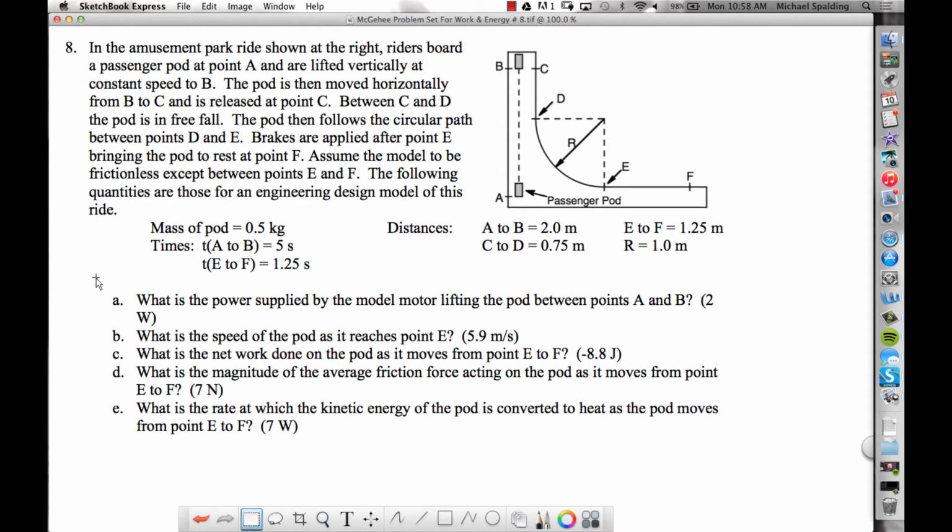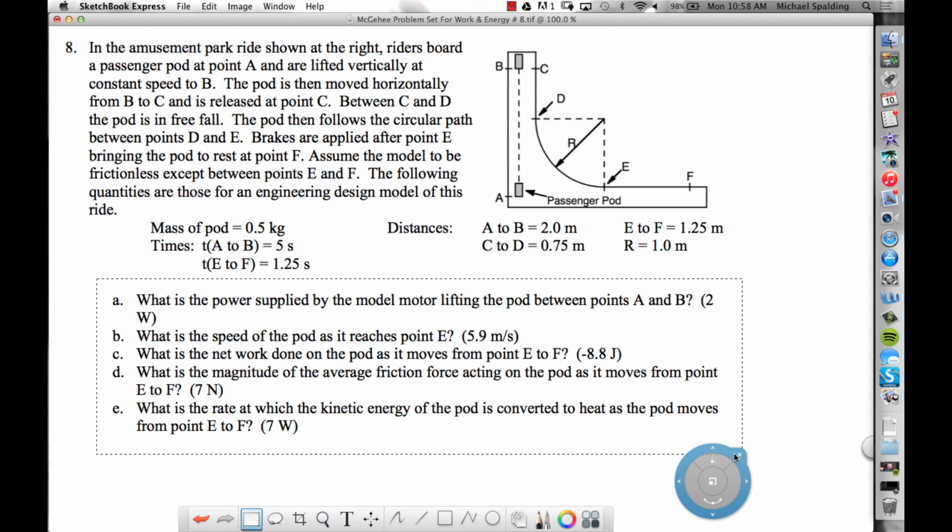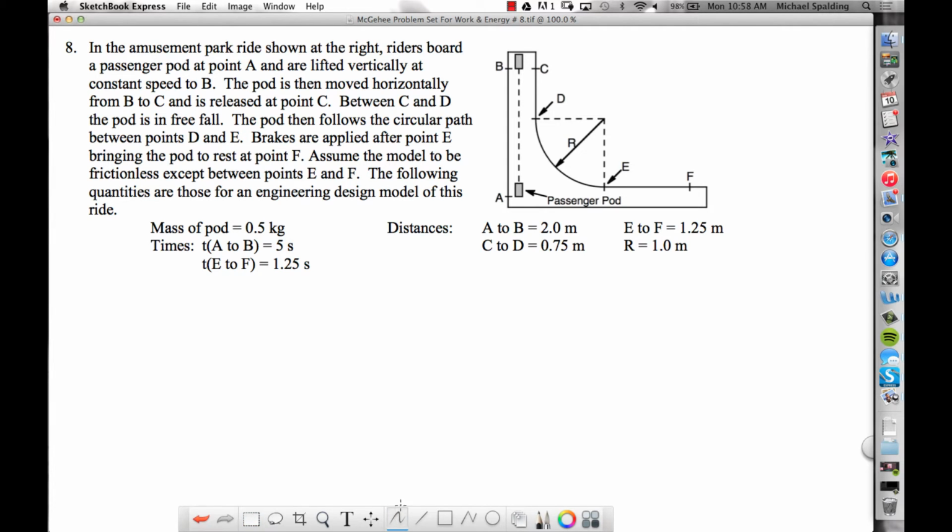Okay, so part B, what is the speed of the pod when it reaches point E? Okay, so the pod starts here at point C, right? It gets moved over and then it's released. Now, how are we going to find the velocity of the pod when it reaches point E right here? So look, what type of energy does the pod start with up here? It starts with potential of gravity. Now, whenever you use potential of gravity, you have to have a 0 point. Where's your 0 point going to be? Are you going to stick your 0 point down here?